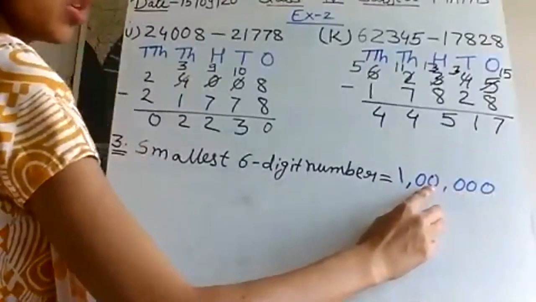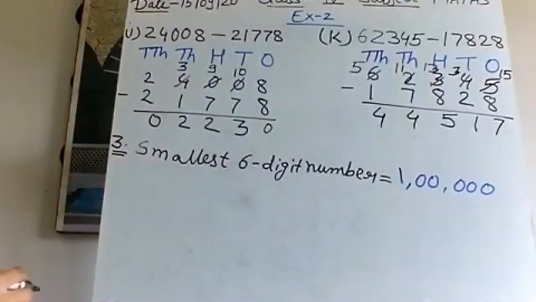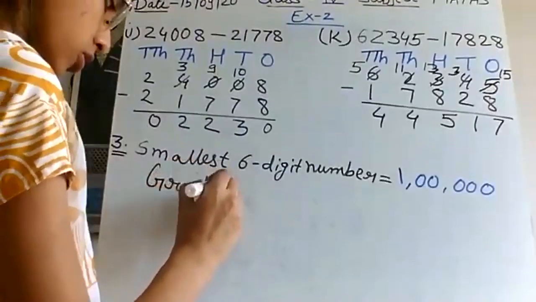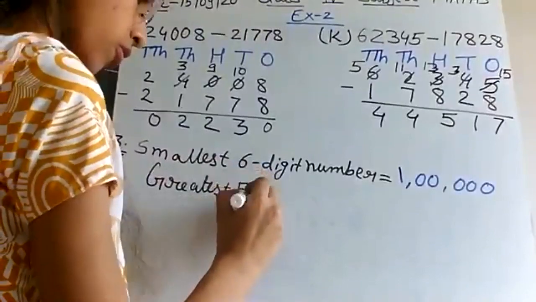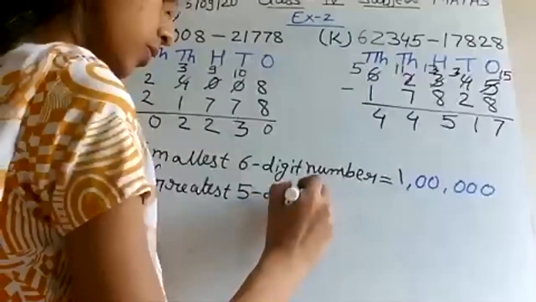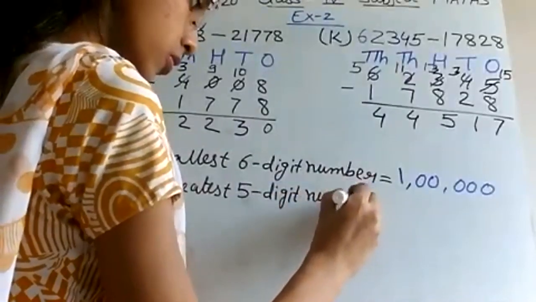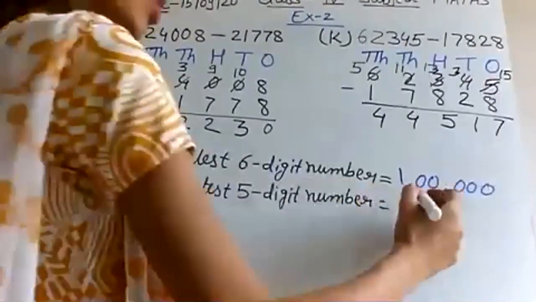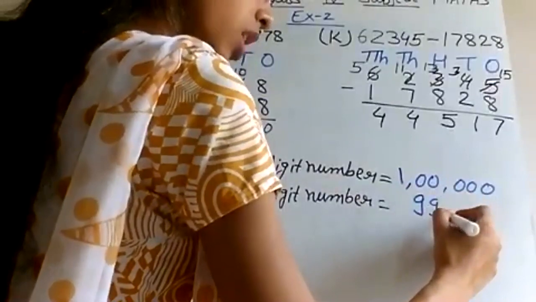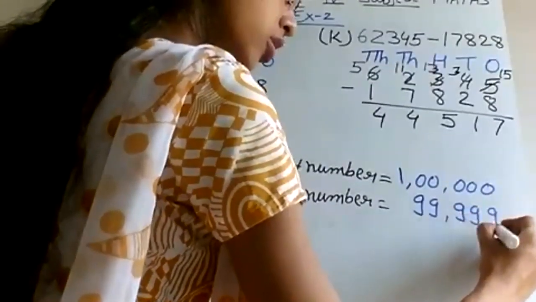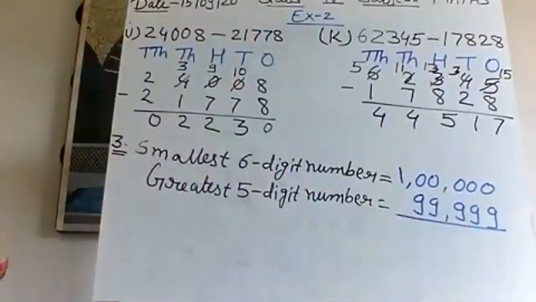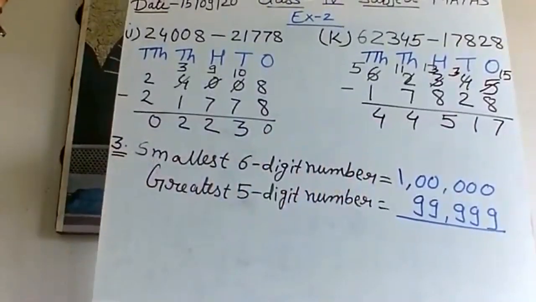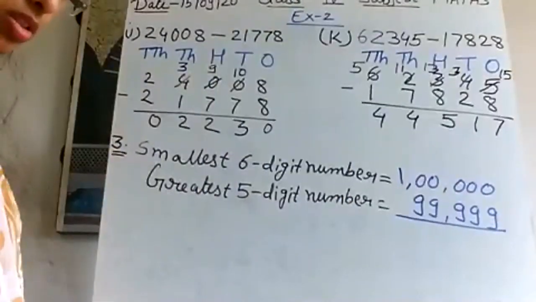Ones, tens, 100, 1000, 10,000, lakh. Okay, 1 lakh is the smallest 6-digit number and greatest 5-digit number is 5 times 9, that is 99,999. Okay, so you have to subtract these two numbers. You have to subtract greatest 5-digit number from smallest 6-digit number. So now subtract the number.